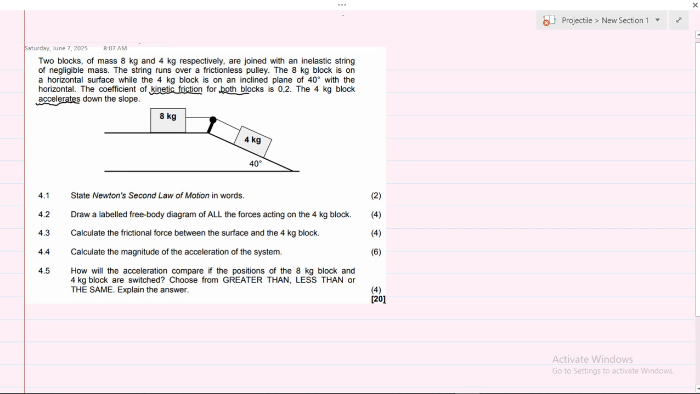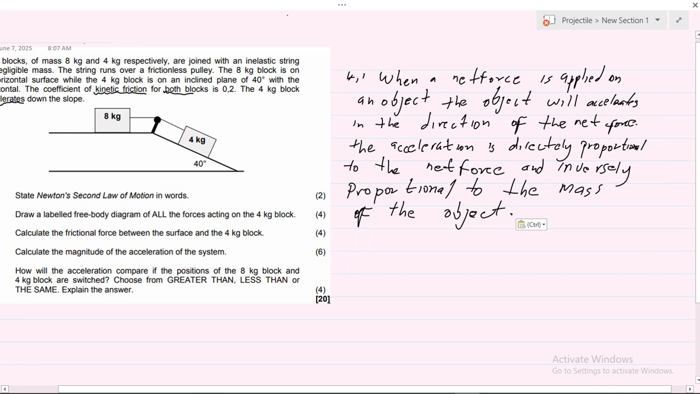Okay, so 4.1 says state Newton's second law of motion in words. We know that there is an equation for Newton's second law, but now you have to write it in words. So let's quickly do that. When a net force is applied on an object, the object will accelerate in the direction of the net force. The acceleration is directly proportional to the net force and inversely proportional to the mass of the object. So this is actually free marks. This is free marks.